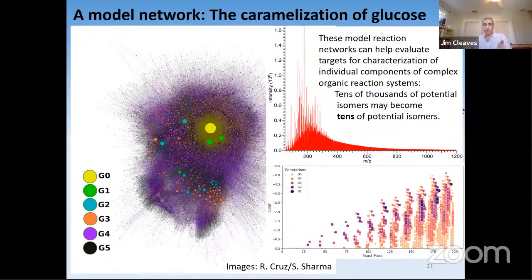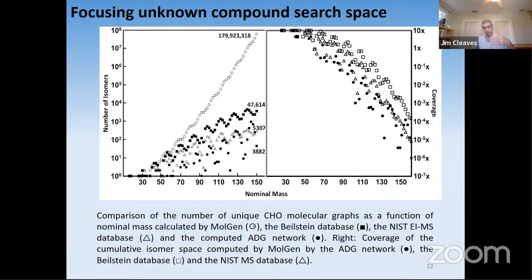And now again, the potential utility of this is, can we say something about what compounds are actually present in the real world chemistry? And in fact, if we compare the number of possible isomeric graphs for CHO compounds over a certain mass range, we can see that we have this sort of exponential growth of the number of graphs as a function of the number of atoms or the mass. That outstrips very well the number of possible isomers that are known in chemical databases. So the black boxes here are the Beilstein database, and these triangles are the National Institute of Standards and Technology electrospray ionization mass spectrometry database, the common library that analytical chemists use to identify unknown compounds. And then we have the components that are generated by the network.